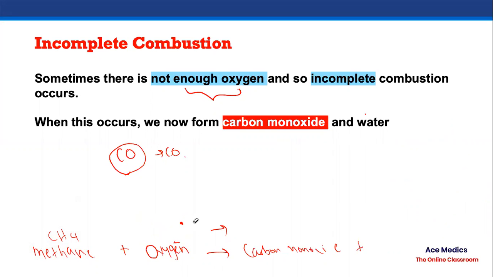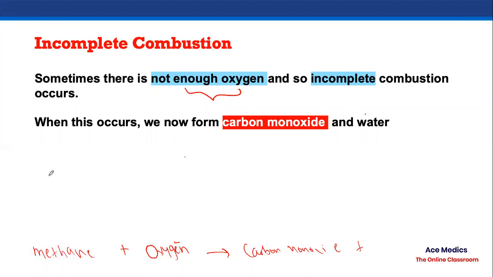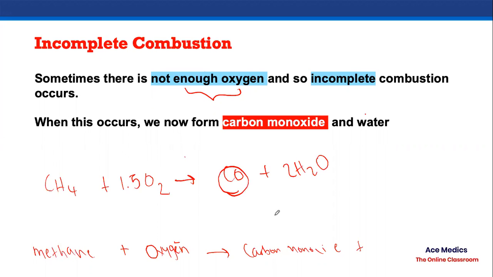Okay, so the end product will be CH4 methane plus 1.5 of O2, forming CO plus 2 H2O. So you can see that clearly isn't enough oxygen. Therefore, that's why it's forming carbon monoxide.